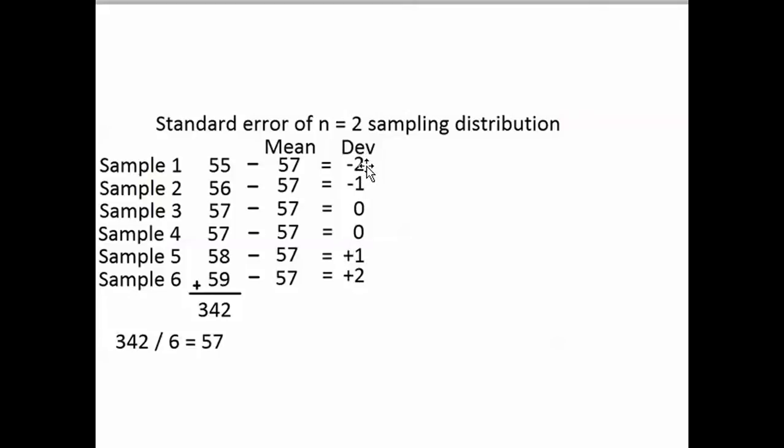Each of these deviations is just showing us how far each sample mean falls below or above the population mean. So this sample mean of 55 is 2 below the population mean of 57, so it has a deviation of negative 2. This sample mean of 58 is 1 above the population mean of 57, so it has a deviation of 1. So now we understand what these deviations are. The next step in our formula is to square each of the deviations. You have to multiply each deviation by itself.